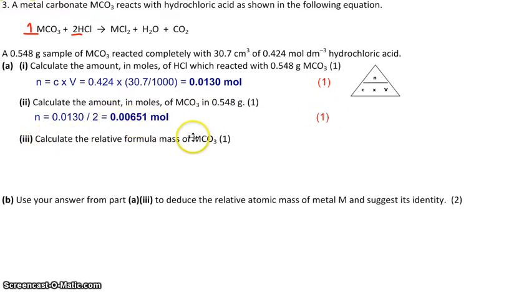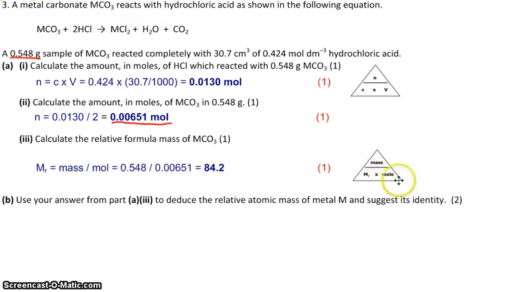And then calculating the relative formula mass, we're using this equation triangle here in this relationship. Mr equals mass divided by moles. We know the mass, we know the number of moles, plug them in, we get 84.2, and then use part B, use your answer from A part 3 to work out what M is.